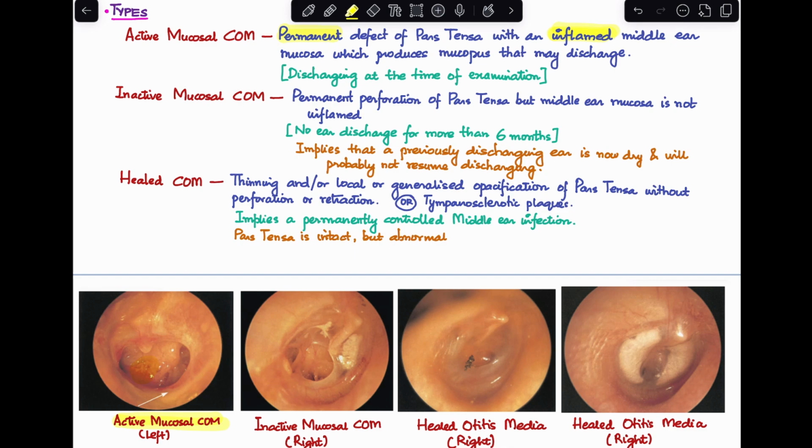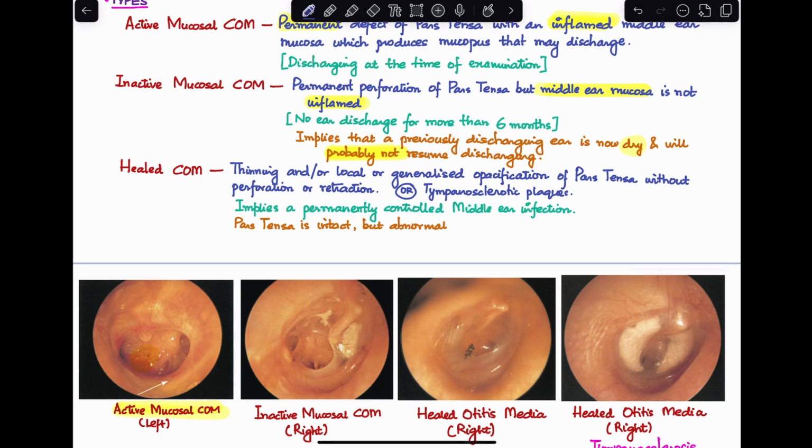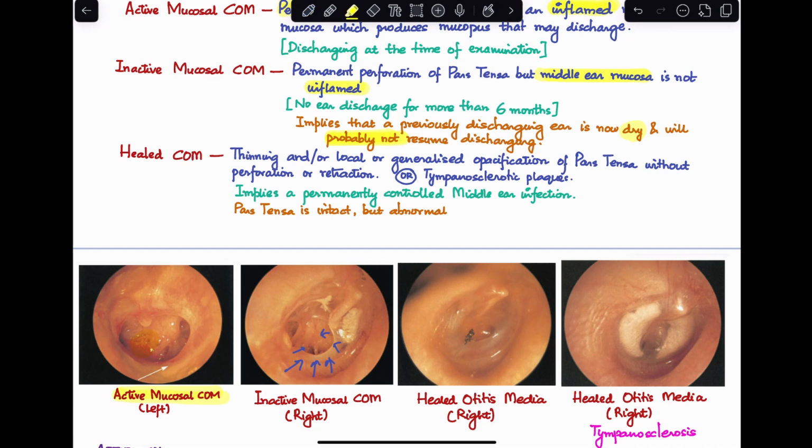Next, we come to inactive mucosal chronic otitis media. Now, here you see a permanent perforation of the pars tensa, but the middle ear mucosa is not inflamed. So you see that there is no ear discharge for more than 6 months when you take history of the patient. This implies basically that a previously discharging ear has now become dry and will probably not resume discharging. That is when you term it as inactive mucosal chronic otitis media. If you see in the second image over here, you can see that the ear is completely dry, there is no discharge, and the middle ear mucosa also is not inflamed, but however, you do see a permanent perforation of the tympanic membrane.